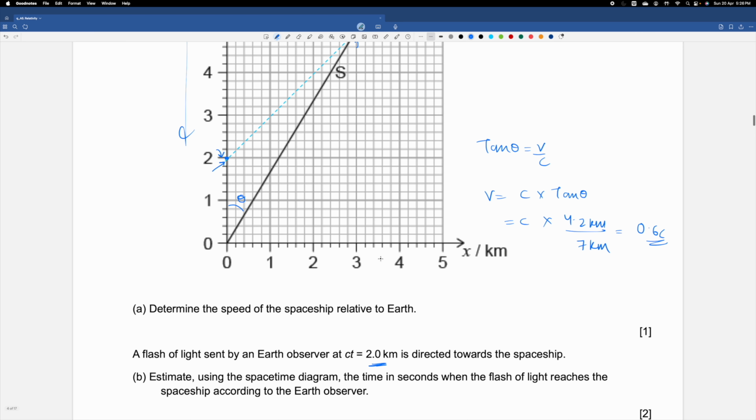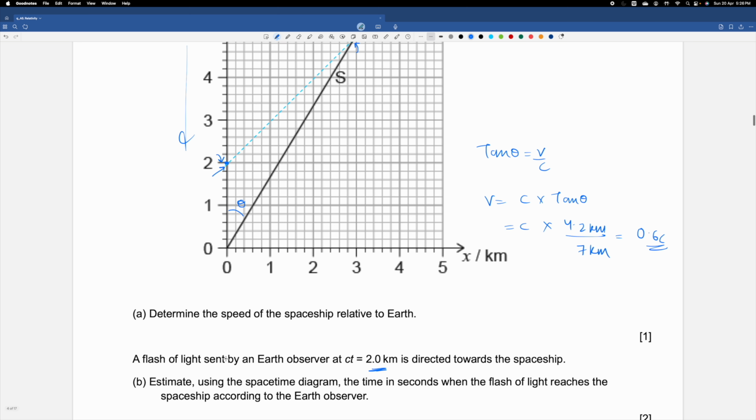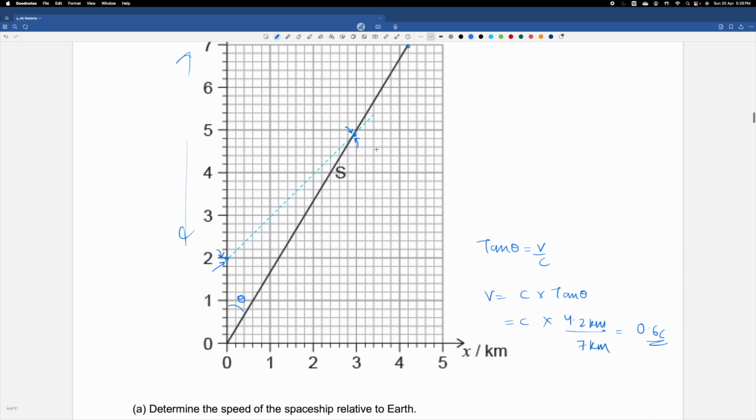Now, the question was to estimate using the space-time diagram the time in seconds when the flash of light reaches the spaceship according to the Earth observer. From this, we can identify that ct is about 5 kilometers on the Earth axis. So t will be 5 kilometers divided by c. Plug in the value of c, which is 3 times 10 to the power of 8, and that gives the time in seconds: 1.7 times 10 to the power of minus 5 seconds. Next.